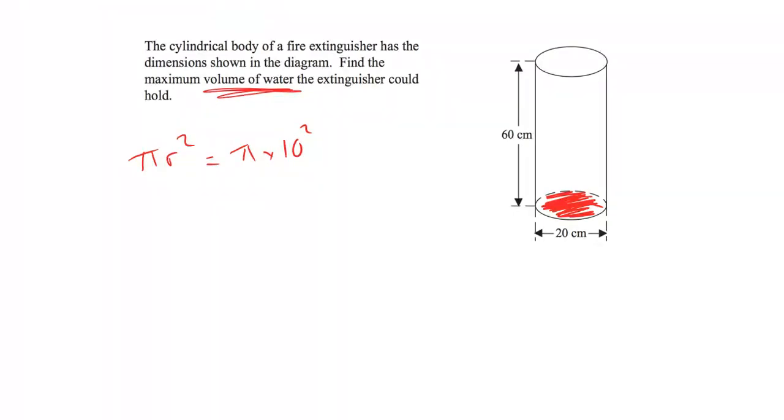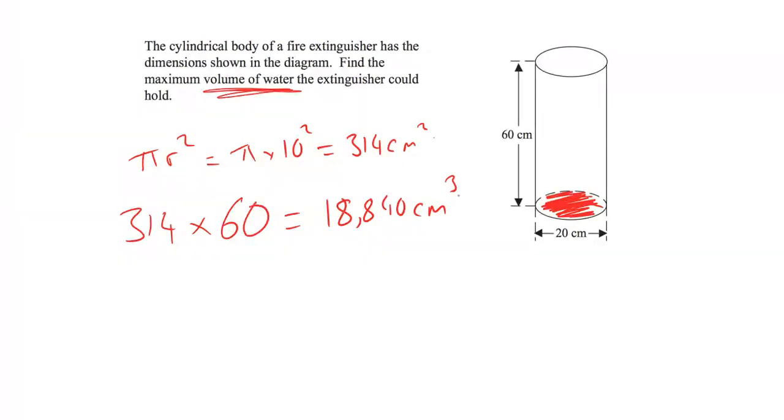If I do that calculation, I'm going to end up with 314 centimeters squared. To find the volume, I've got to take my 314 and multiply that by that depth or that length. So we're going to multiply that by 60. We are going to get 18,840 centimeters cubed. If I want that in liters for water, I'll divide it by 1,000. It's going to be, let's say, 18.8 liters to 3 significant figures.